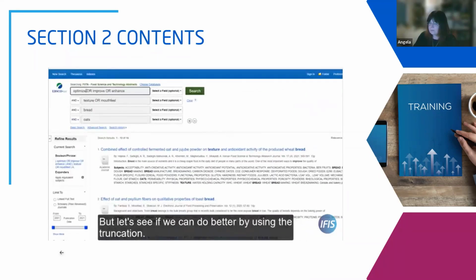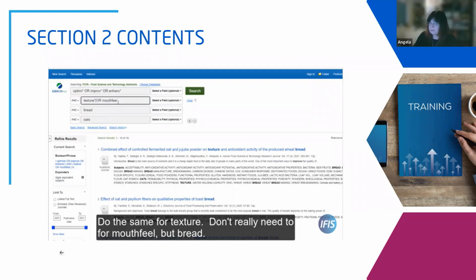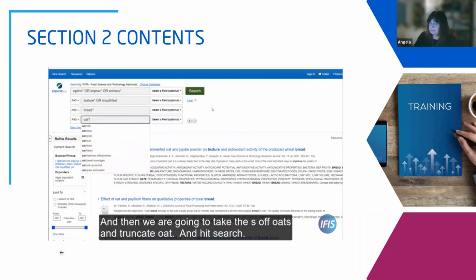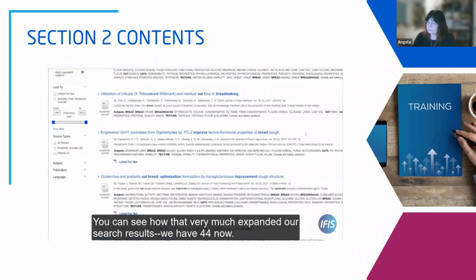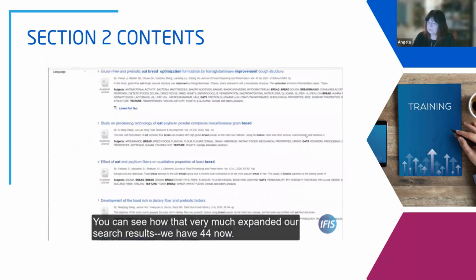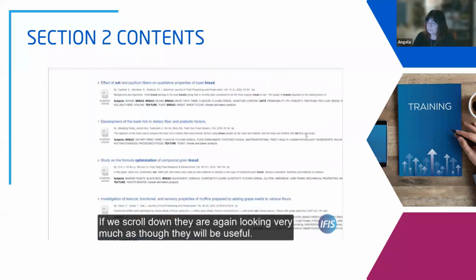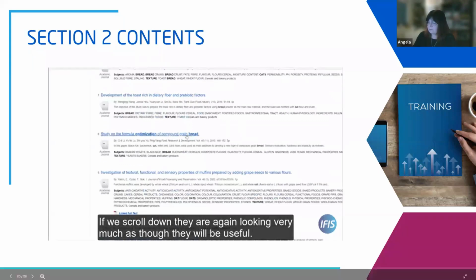But let's see if we can do better by using the truncation. So truncate optimize, truncate improve, truncate enhance. Do the same for texture. Don't really need to for mouthfeel, but red. And then we're going to take the S off oats and truncate oat and hit search. And you can see how that very much has expanded our search results. We've got 44 now. If we scroll down, they are again looking very much as though they will be useful.